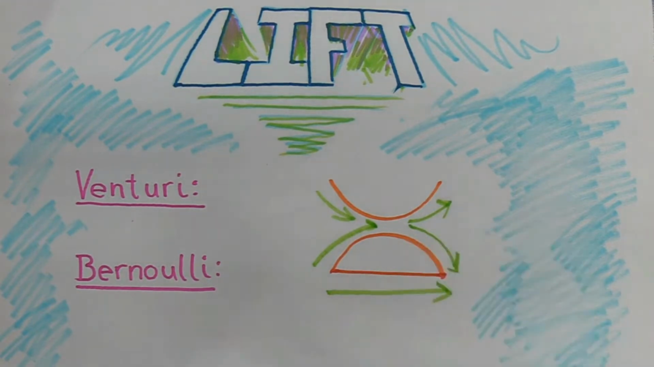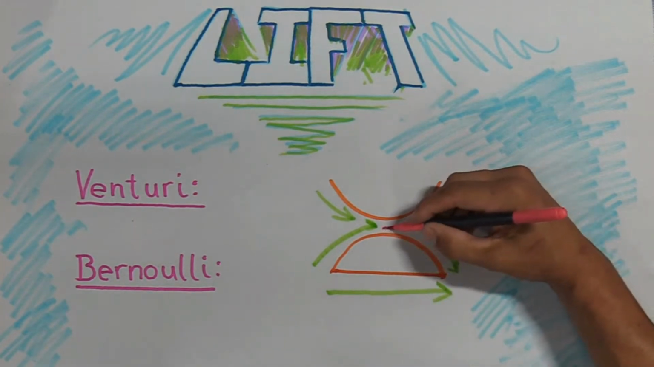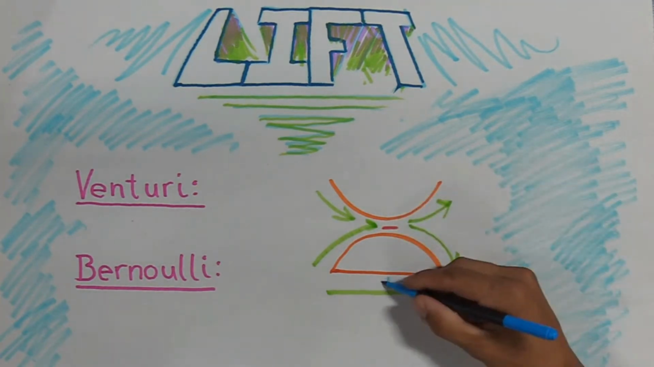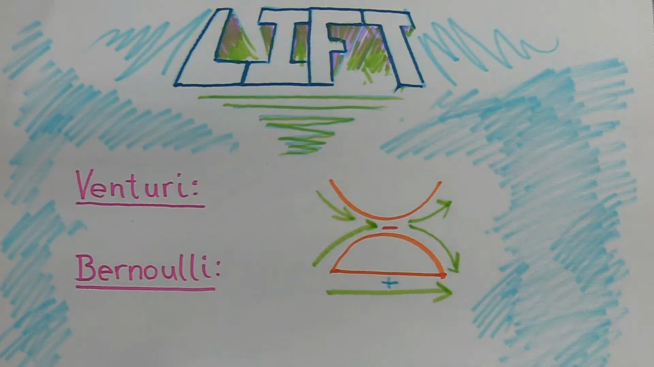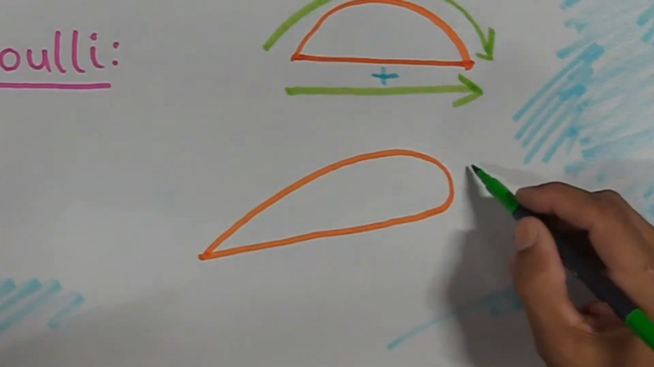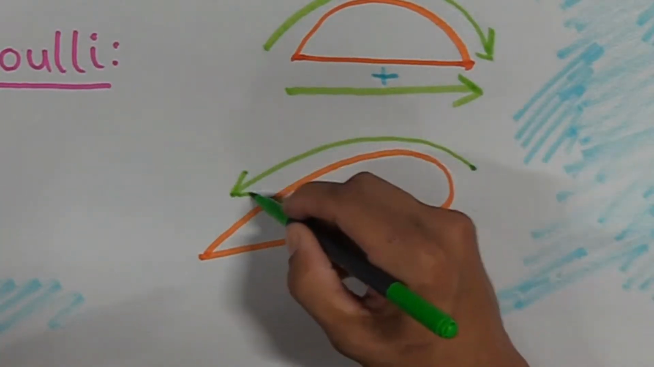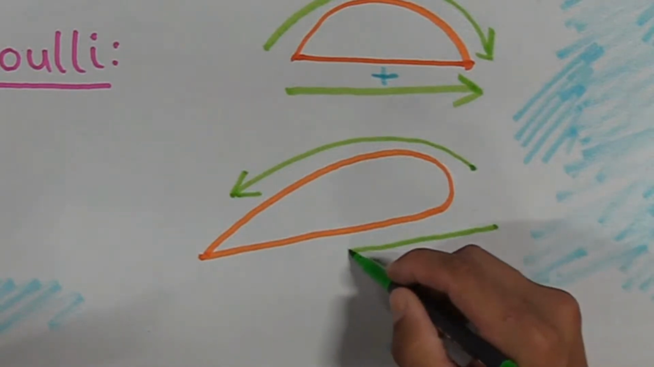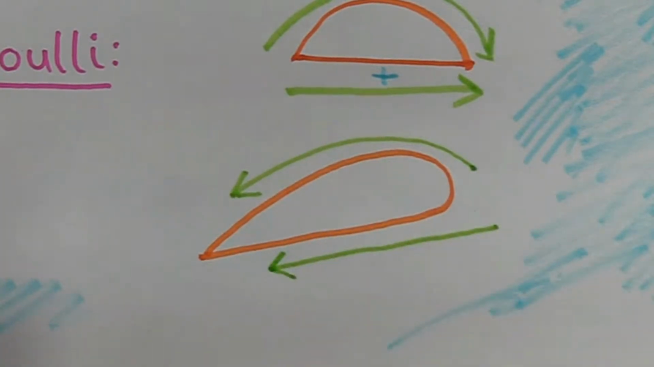Now Bernoulli figured out that as airspeed increases, pressure decreases. So you create a low pressure here and a high pressure here, which creates lift. Now let me draw it with an airfoil that we would actually use. And you can see here as the air goes over the foil, it increases in speed. As air goes under the foil, it will go slower.